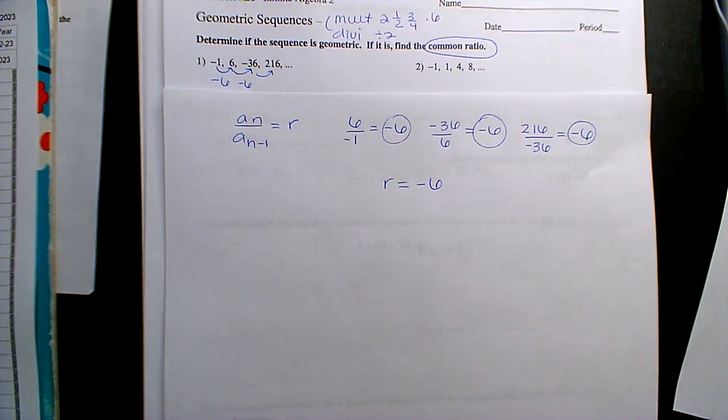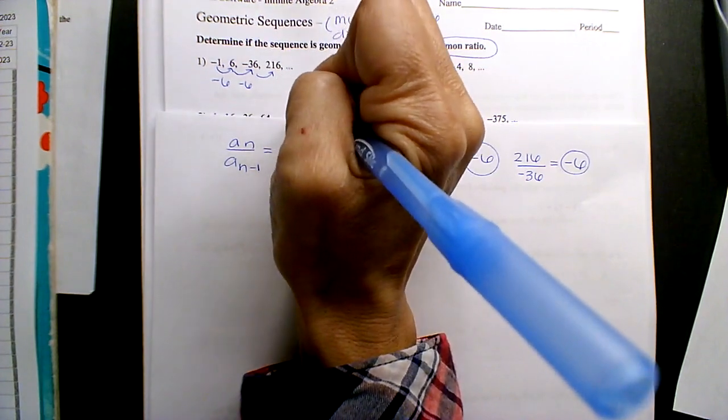So if for some reason you're like, I don't see it, I just don't see what's happening, make a ratio of the latter term divided by the prior term. Right divided by left. The bigger one goes on top, the smaller one goes on the bottom. Okay, so here it's -6.